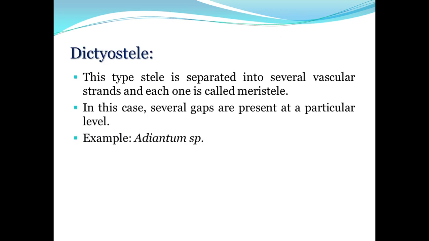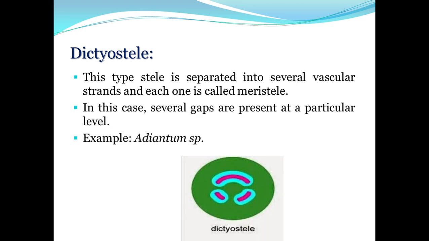What is dictyostele? This type of stele is separated into several vascular strands and each one is called a meristele. In this case, several gaps are present at a particular level, for example, Adiantum species. So this figure shows the dictyostele, in which the main vascular cylinder is separated into several different bunches, and each bunch is called a meristele.